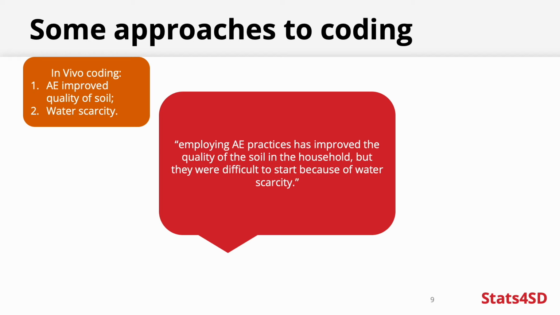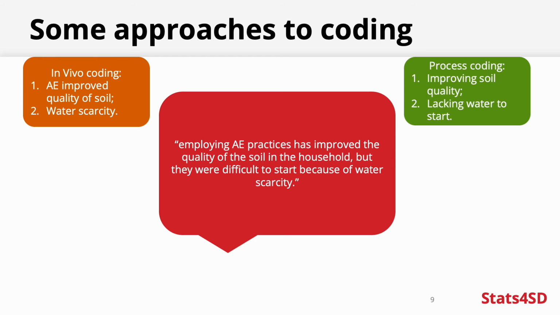In this case, we may use two codes for the two important aspects from these words. First, agroecology improved quality of soil, and second, water scarcity. In this way, we captured a positive and a negative aspect under the more general topic of interest of agroecological practices.